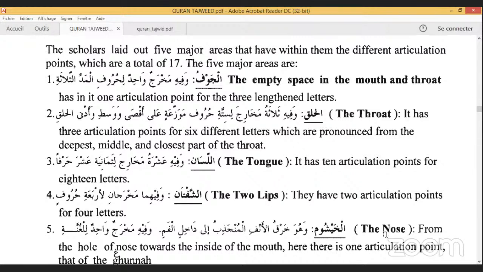Number 3 is lisan, the tongue. It has 10 articulation points for 18 letters. So we have first makhraj. How many letters come from the first makhraj? 3. And the second, the throat, we have 6 letters. And from the third articulation point, the tongue, we have 18 letters.